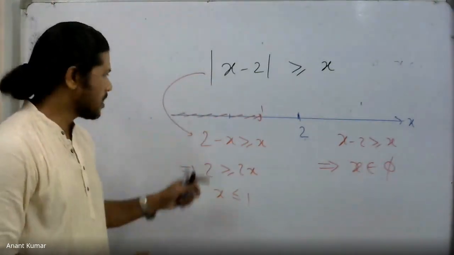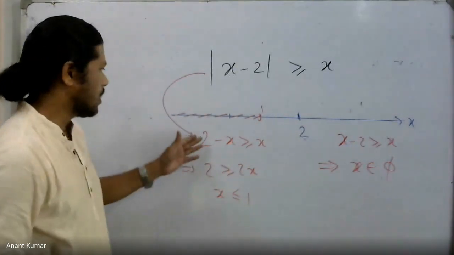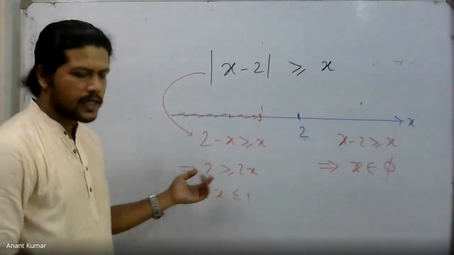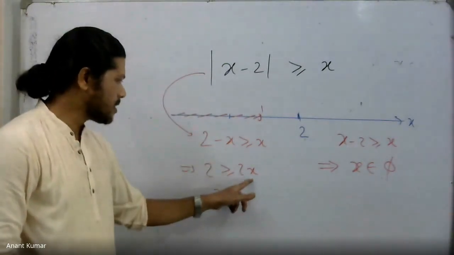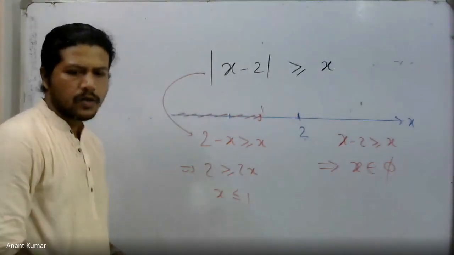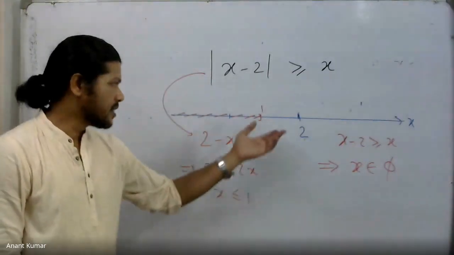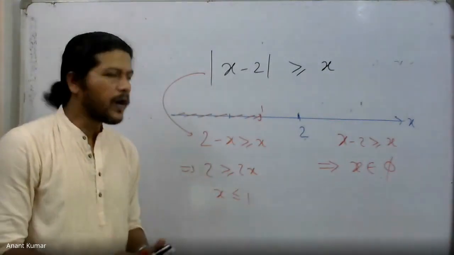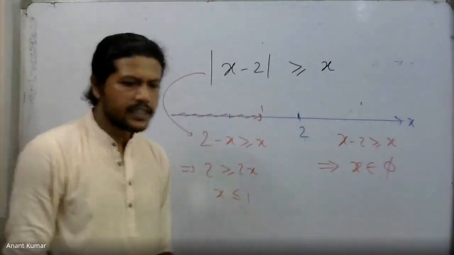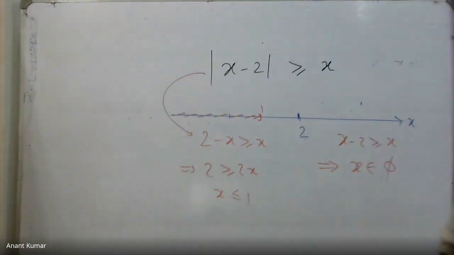It has become, in this case, 2 minus x more than or equal to x on the left side. We can just solve this easily. We get 2 is more than or equal to 2x, giving us x less than or equal to 1. So that is what we have, x less than or equal to 1, and we already have assumed that x is less than 2. So the common part is x less than or equal to 1. That becomes the required solution. X has to belong all the way from minus infinity to 1.